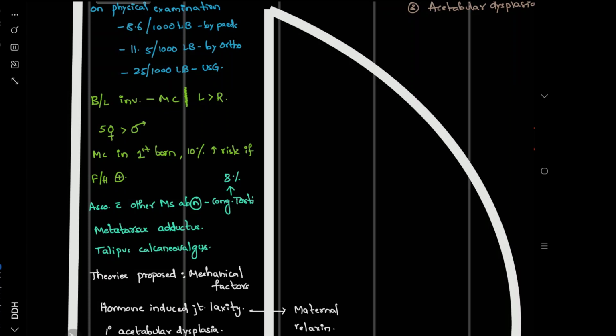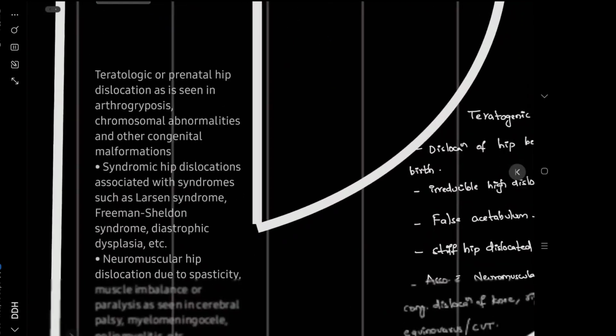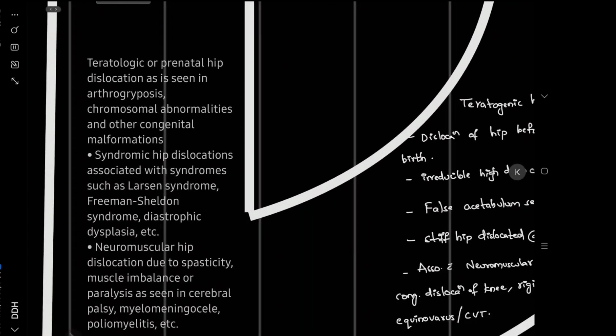There are some other things in this. There is something called teratologic or prenatal hip dislocation, which is seen in arthrogryposis, and other syndromes associated with arthrogryposis such as Larsen syndrome, Freeman-Sheldon syndrome, diastrophic dysplasia, etc. The other neuromuscular disorders this is associated with are spasticity, muscle imbalances, cerebral palsy, myelomeningocele, poliomyelitis, etc.